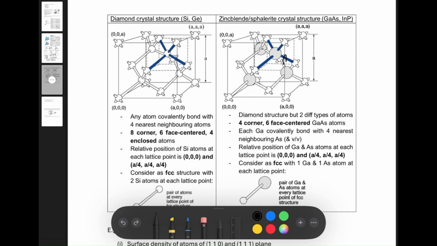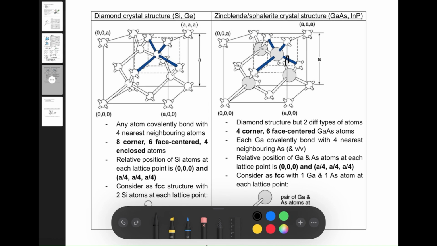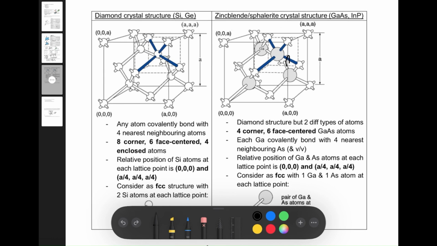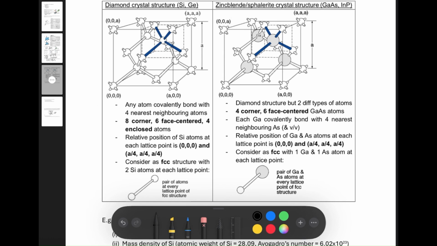Okay, so now let's look at the structures of some actual semiconductors. Silicon and germanium use the diamond crystal structure, while gallium arsenide, indium phosphide and the like use the zinc blende crystal structure. Essentially they are very similar. They are just derivatives of FCC, so you can imagine them as an FCC crystal structure.